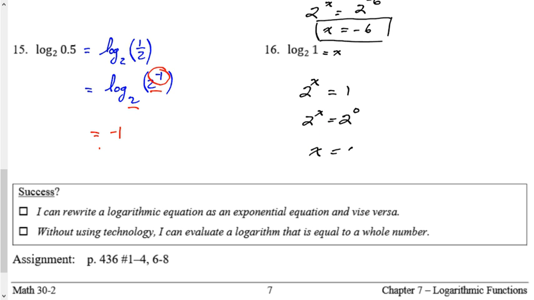Power equals power, base equals base, exponent equals exponent. If I thought this one through using the other method, what I would have done is I would have said, well, log base 2, how do I rewrite 1 as a power base 2? Oh, that's 2 to the 0. And that just equals the exponent.